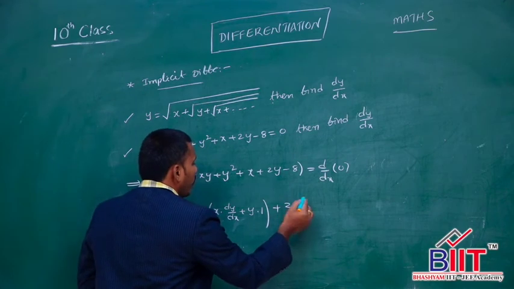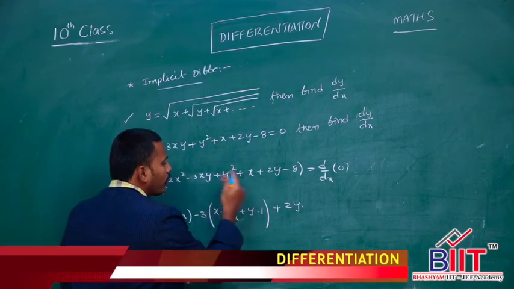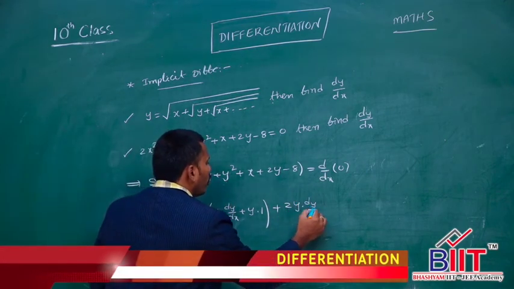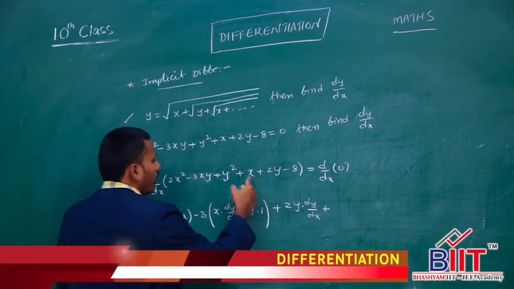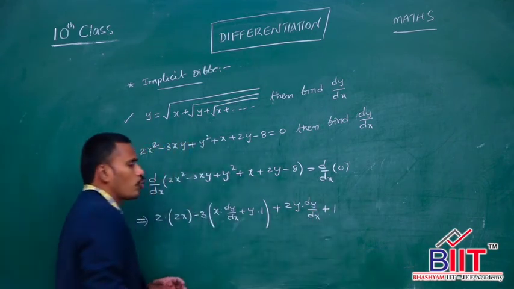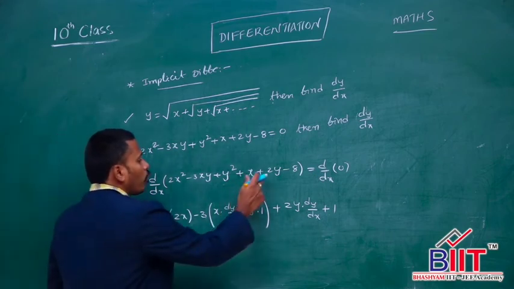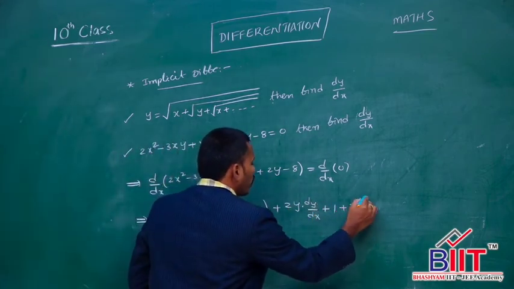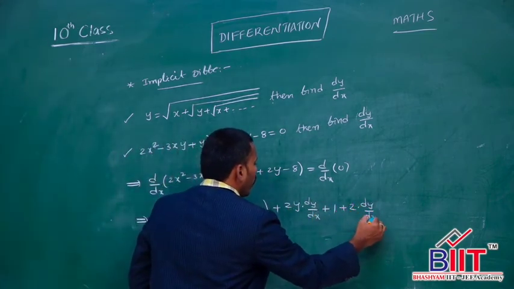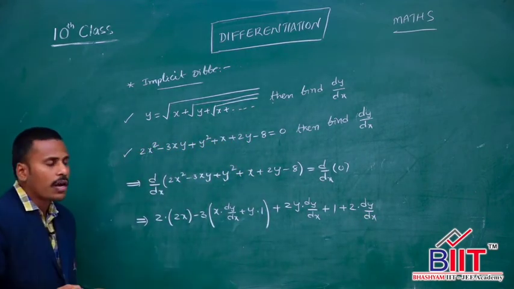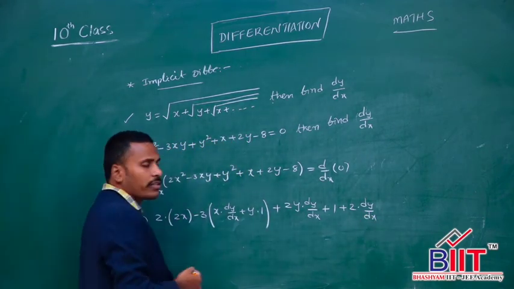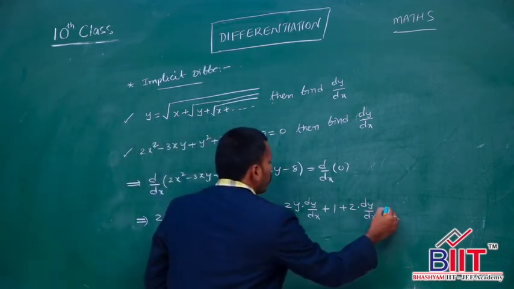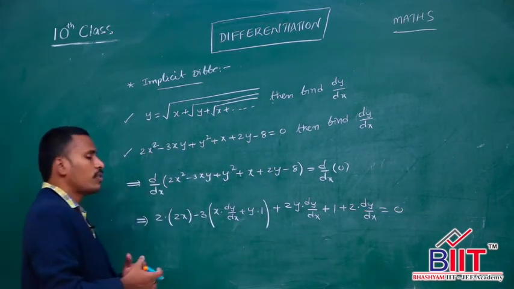But y is not x directly, right? So you need to write 2y into dy by dx. Plus derivative of x with respect to x is 1. And then for 2y. So plus 2 is a constant. For y, the derivative of x is dy by dx. And for 8, since it is constant, its derivative is 0. For 0, the derivative is 0. So this is the thing.